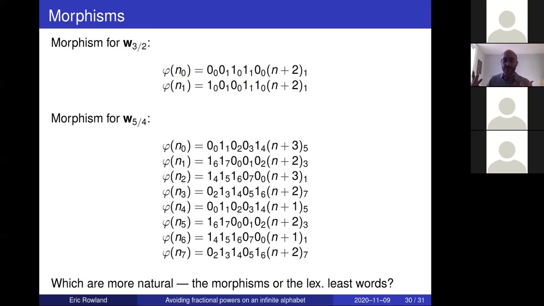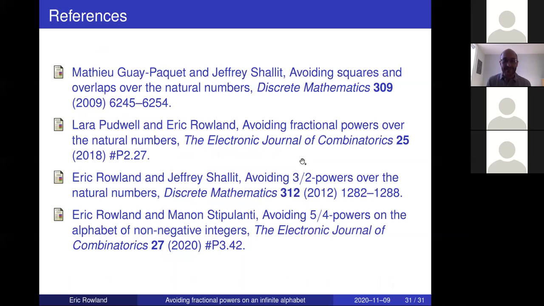I don't know what question will give these two morphisms as answers. The morphism for 3/2 preserves 3/2 powers. The morphism for 5/4 preserves not 5/4 power freeness, but pre-5/4 power freeness, as long as you avoid some letters. But that can't be the whole story. I don't know how to ask about morphisms that generate Lex-Least words without actually generating the Lex-Least word. So if anybody has thoughts on that, I'd be interested to know. But I will stop there. Thanks very much.